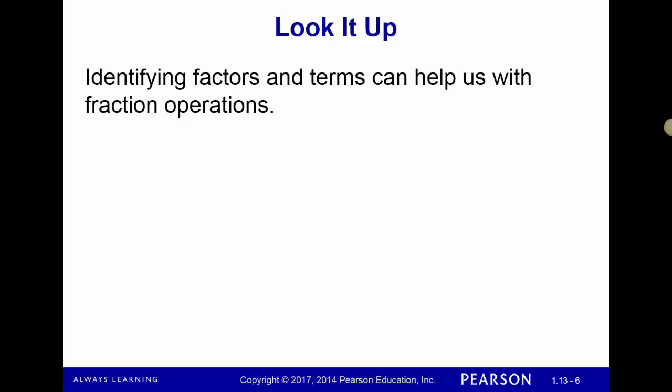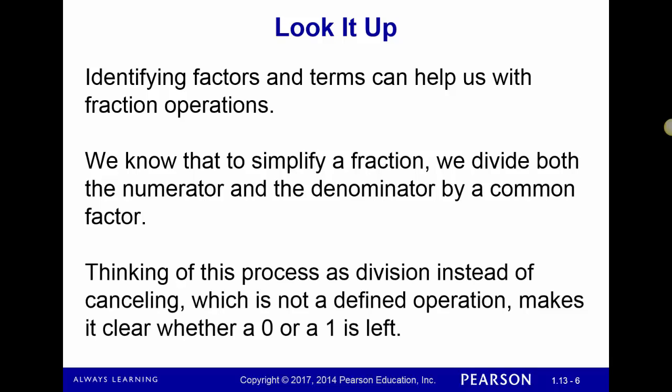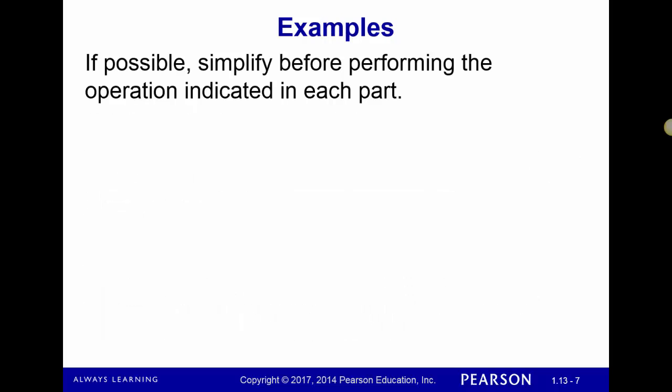Identifying factors and terms can help us with fraction operations. We know that to simplify a fraction, we divide both numerator and denominator by a common factor. Thinking of this process as division instead of canceling, which is not a defined operation, makes it clear whether there's a 0 or a 1 left. If possible, simplify before performing the operation in each part.